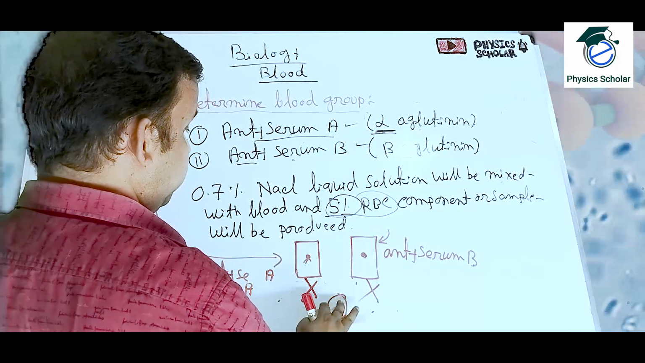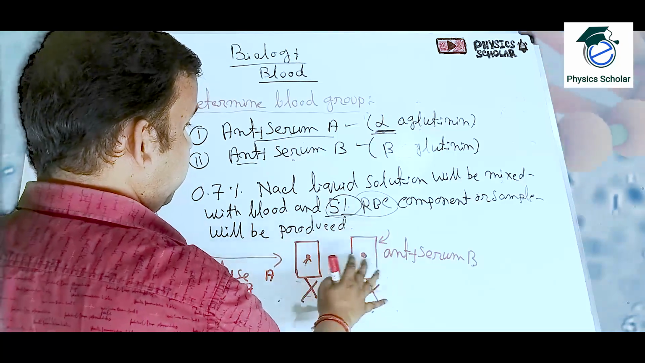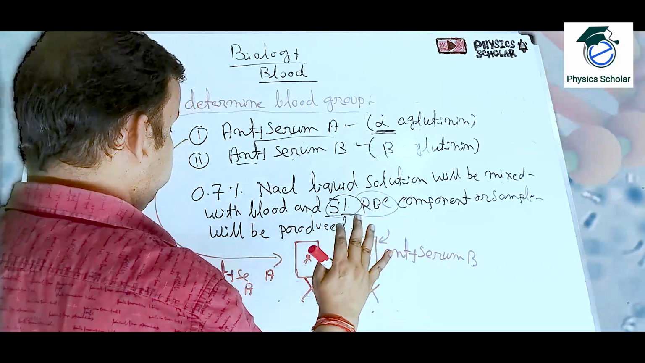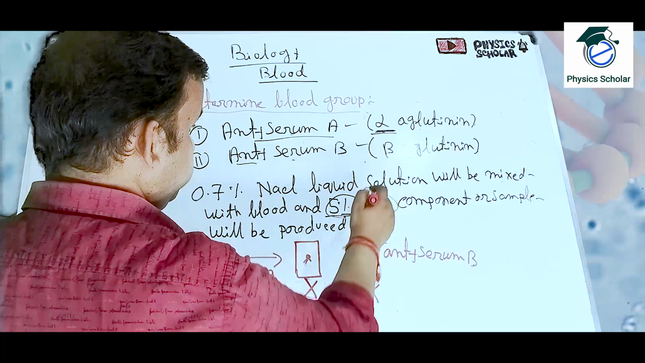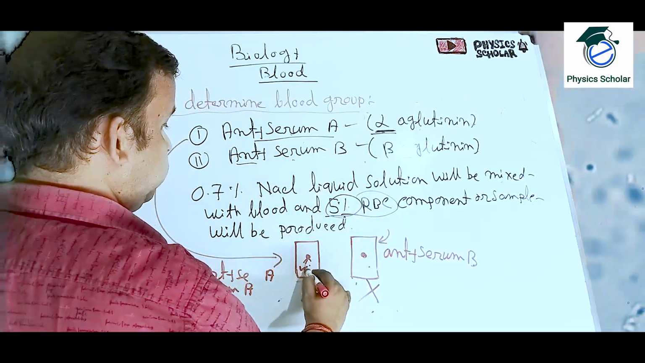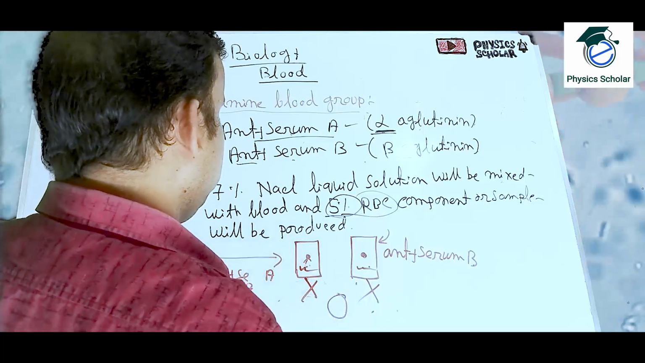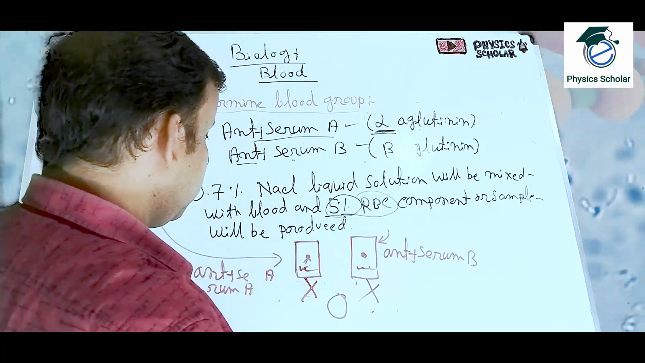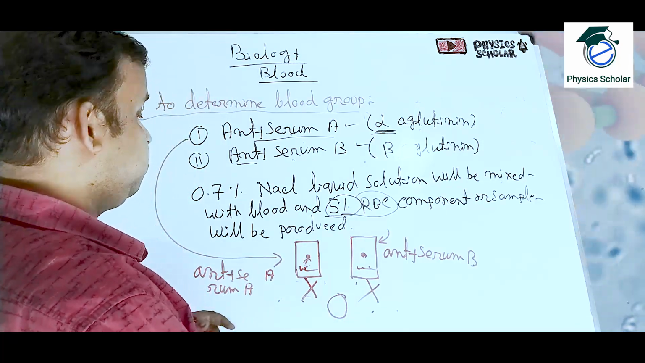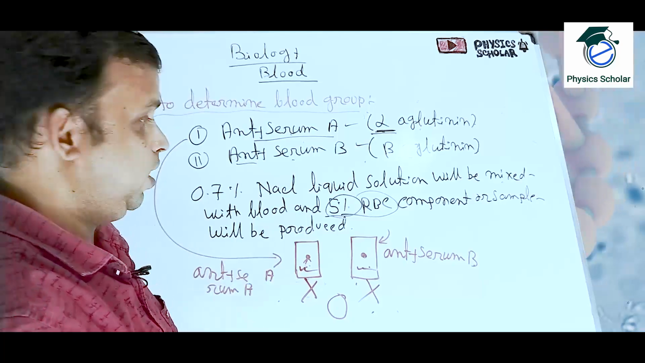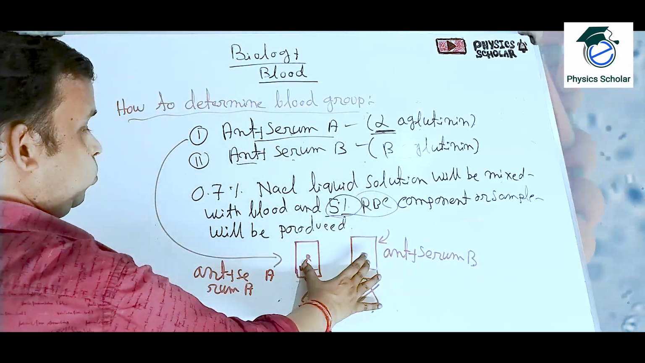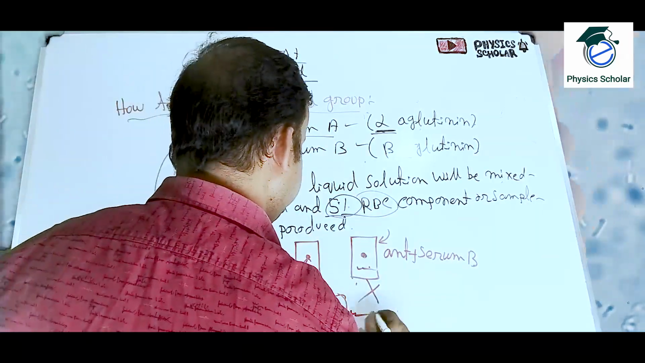Okay. So that's why it will not react with alpha or beta agglutinin. Clear? Alpha or beta agglutinin will not react. So that means what? It is O. Clear? So it will not be coagulated as no agglutinogen is present in O. Clear? That's why alpha agglutinin or beta agglutinin will not react with that. So that blood group is O.